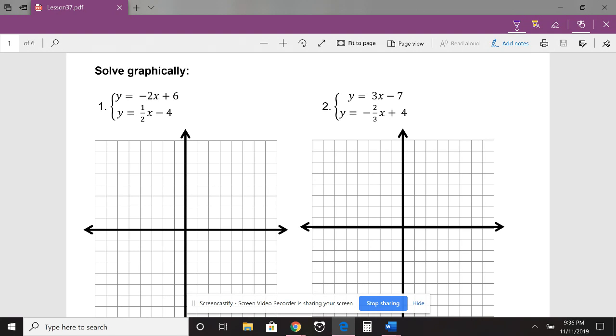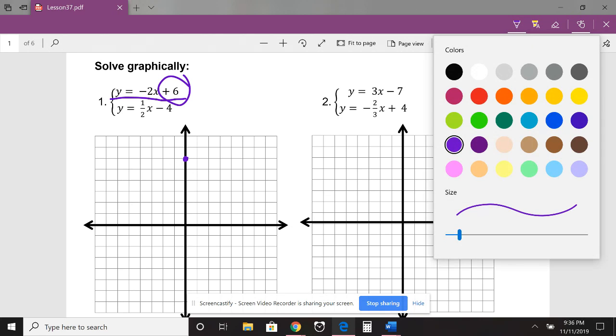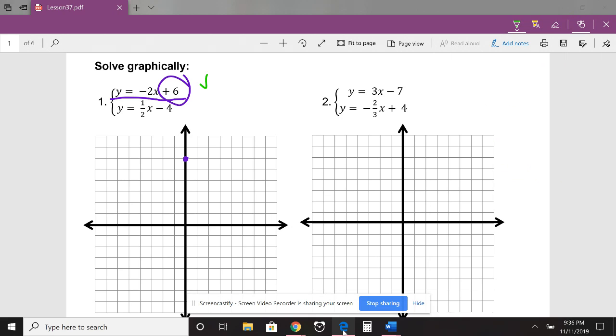to our equation. So if you look at number one, we have two lines, y equals negative 2x plus 6 and y equals 1/2 x minus 4. So let's graph them each. Y equals negative 2x plus 6. That means I'm starting at 6 on the y-axis. So you go from the origin up 6. That's where you start. And then with this one, you go down 2 to the right 1.